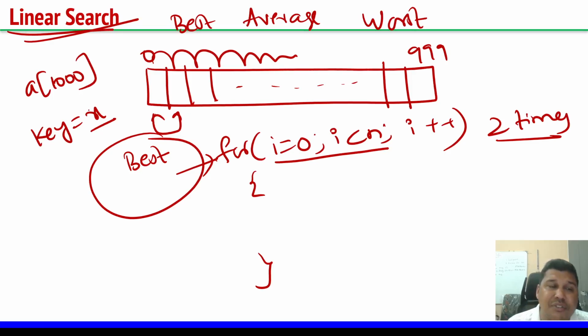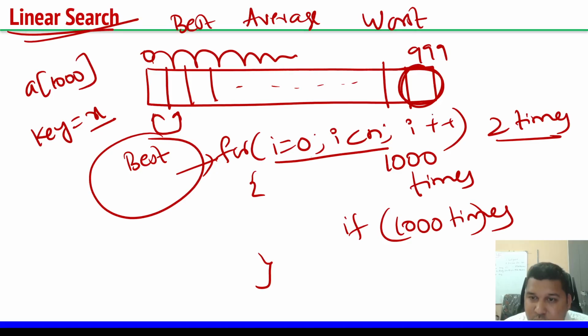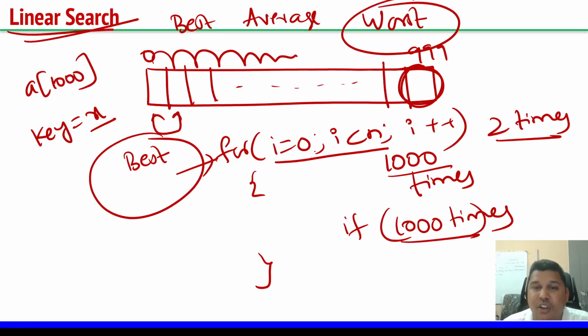Now, what if the element is found at the end? Suppose the element which you are finding is at this last location. This for loop has to run 1000 times and it has to check the if condition 1000 times. When the element is at the last location, that is the worst case. We are iterating this for loop 1000 times, unnecessarily repeating it. The computation required for running this 1000 times takes a lot of time.